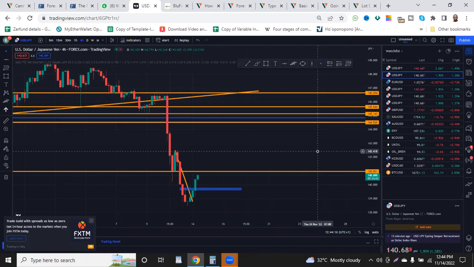So that's why the JPY is what is used to quote the price of the pair. Basically, the quote currency is used to quote the price of the pair. All right.